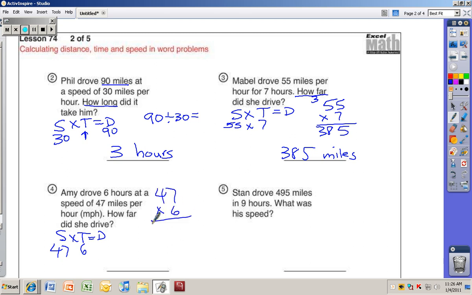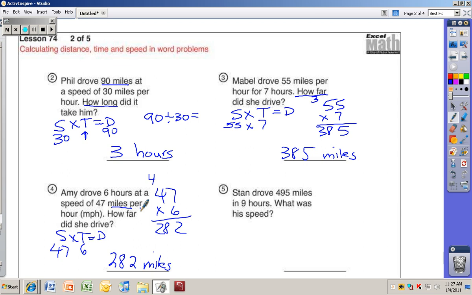47 times 6. 7 times 6 is 42. Carry the 4. 4 times 6 is 24, plus 4 is 28. 282 what? Miles. Sure it's not kilometers? Centimeters. Miles, okay.